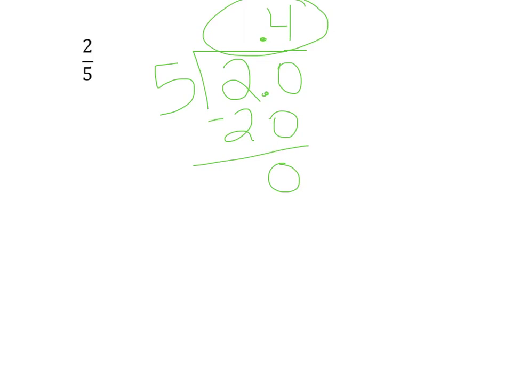Now remember, to turn 0.4 into a percent, I need to move the decimal point to the right twice. Once again, I will have to fill in a 0, so my answer would be 40%.